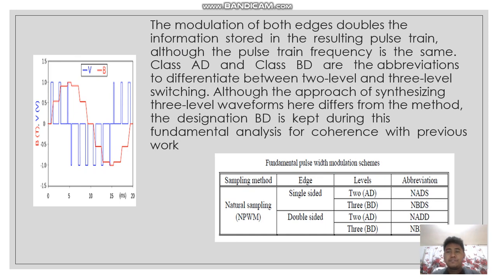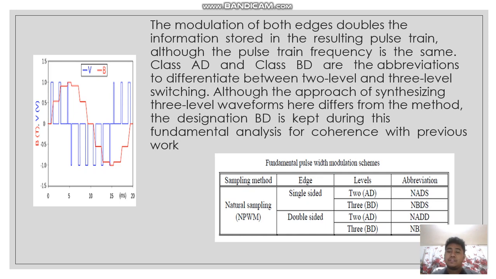The modulation of both edges doubles the information stored in the resulting pulse train, although the pulse train frequency is the same. Class AD and Class BD are the abbreviations to differentiate between two-level and three-level switching. Although the approach of synthesizing the three-level waveform here differs from the method, the designation BD is kept during this fundamental analysis for coherence with previous work.